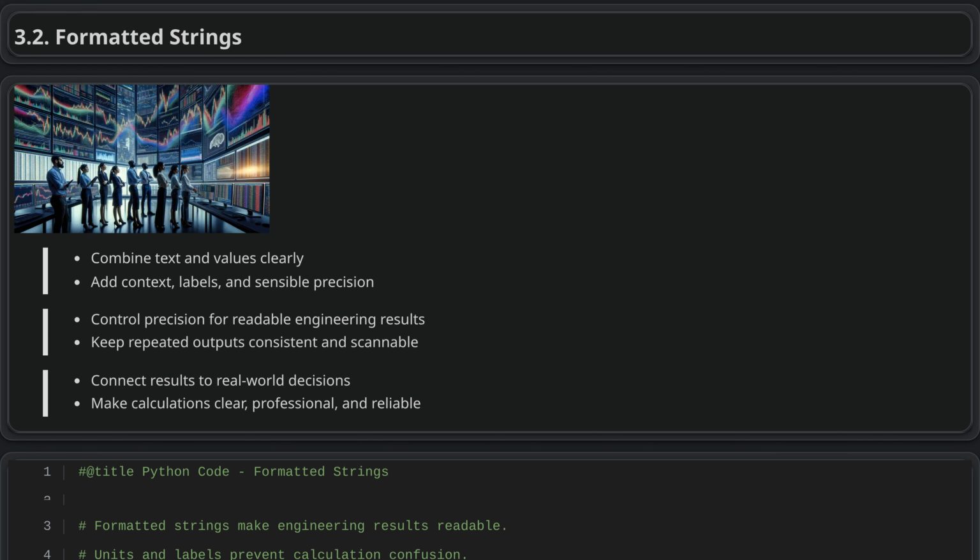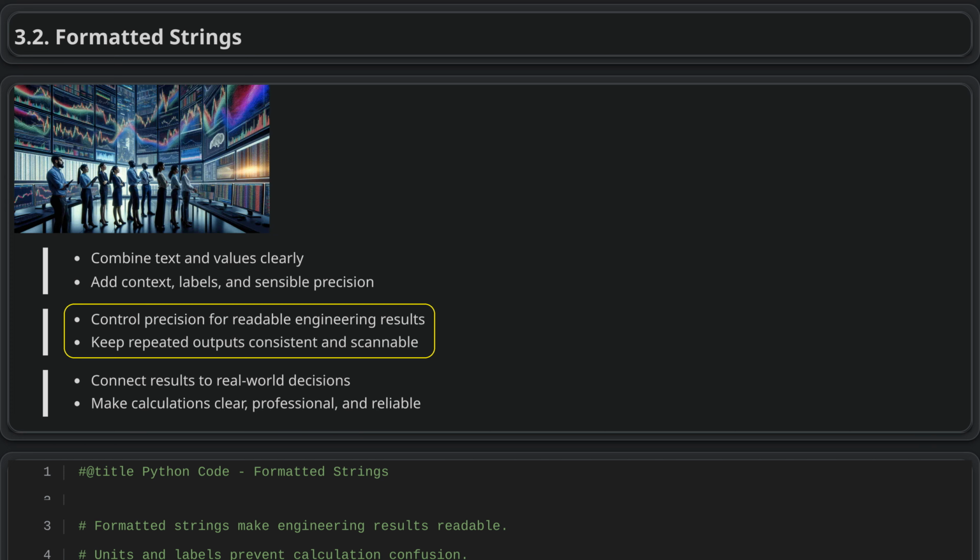Formatted strings. Formatted strings help combine text with calculated results so output is easier to understand. In engineering and similar fields, numbers need clear context, such as what was calculated and why it matters. Presenting results in sentences turns raw data into useful communication for peers, supervisors, or clients.